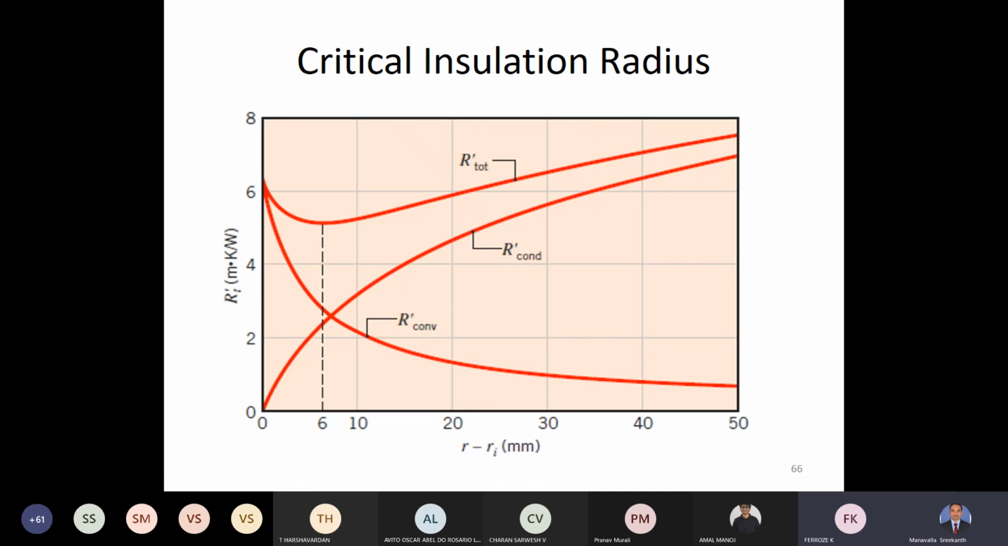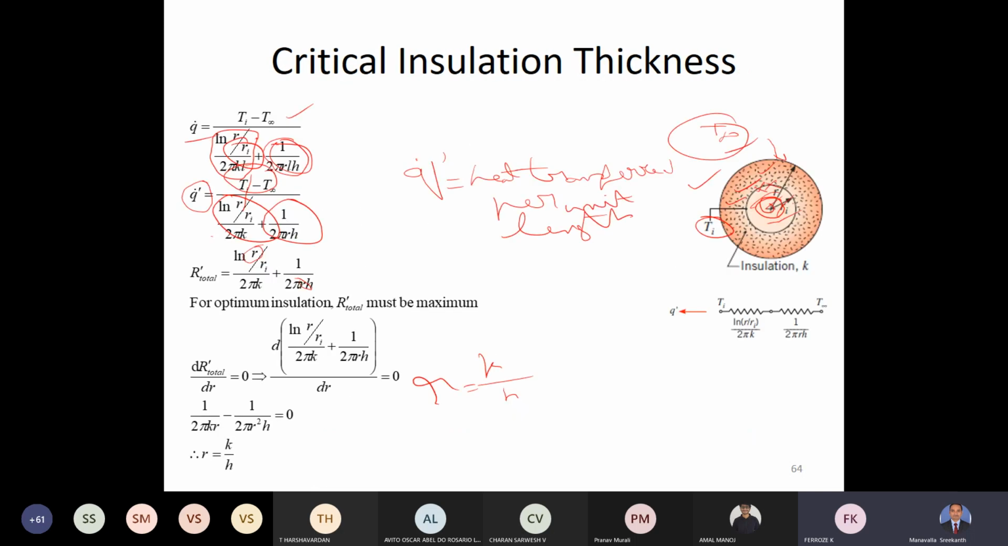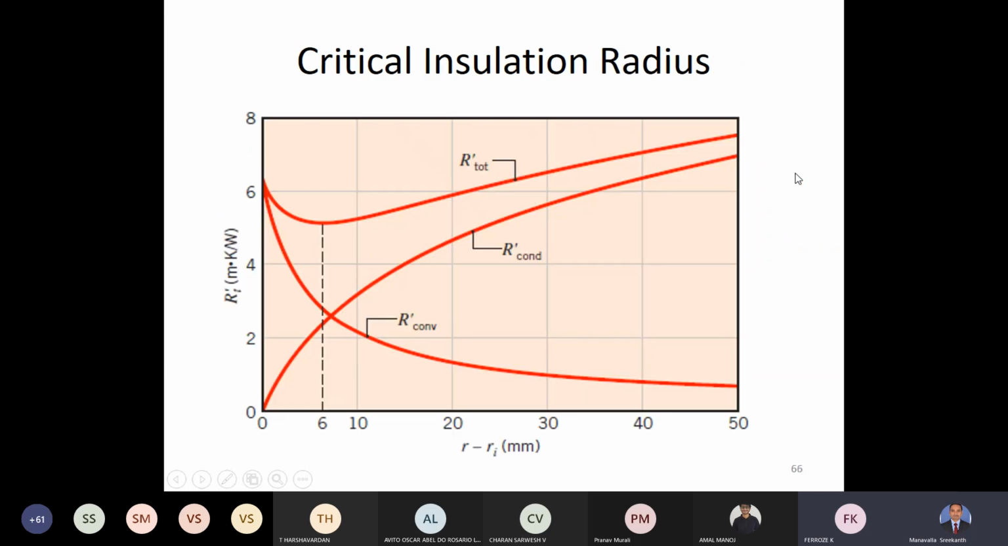So this is what you need to understand. Now this particular figure will explain things much more clearly. On the x-axis you have the radius, r minus Ri. That means this is basically the insulation thickness. r is any radius, Ri is the inside radius. So r minus Ri will give you the insulation thickness. On the y-axis you have the resistance. This resistance can either be convection resistance or conduction resistance.